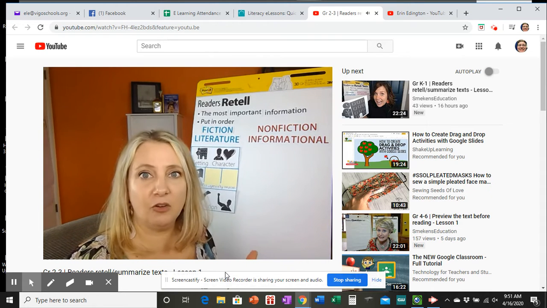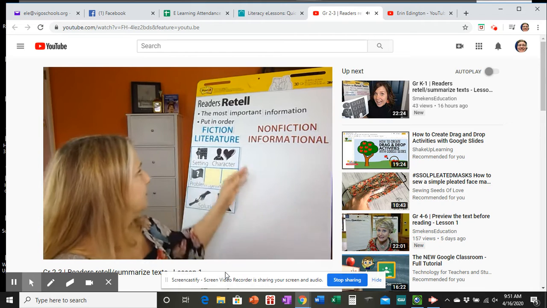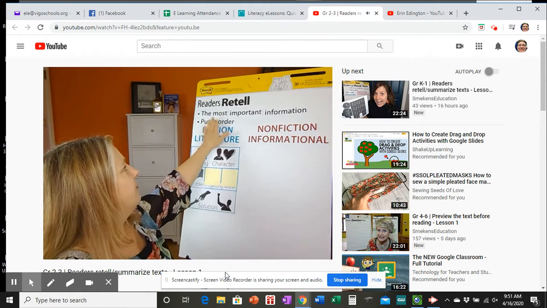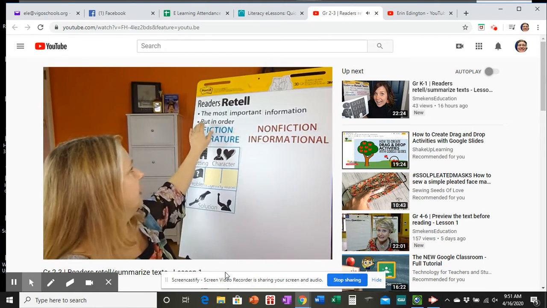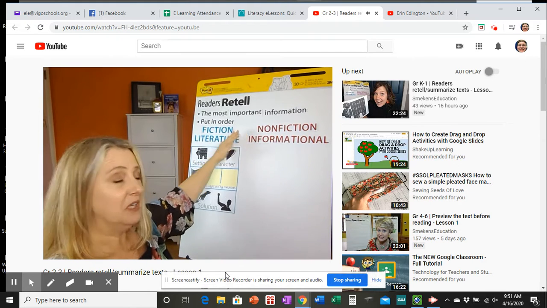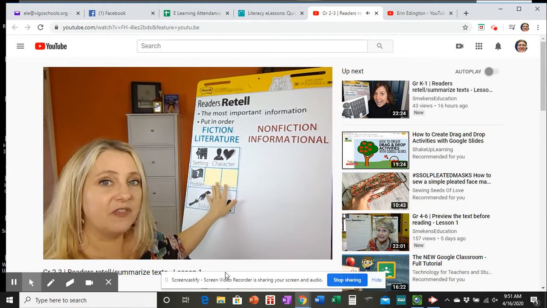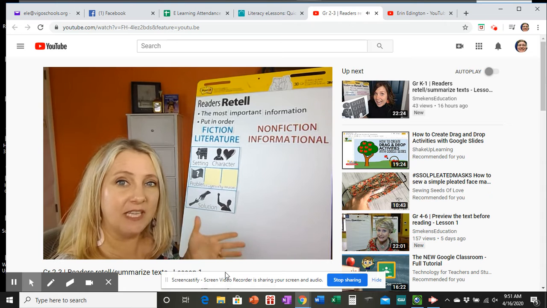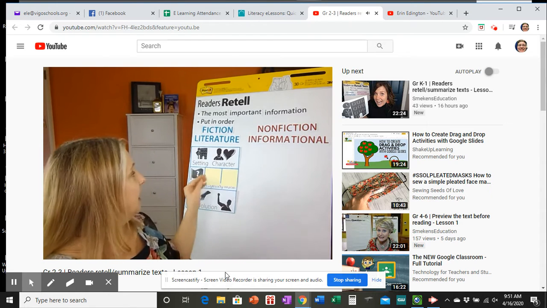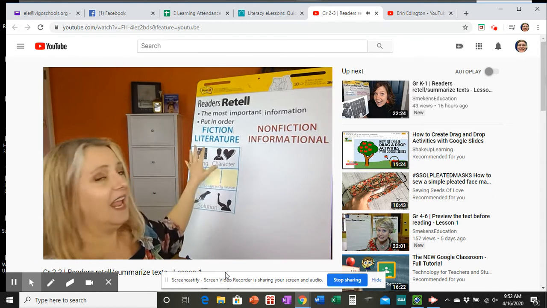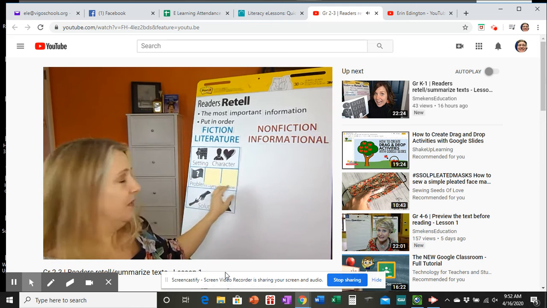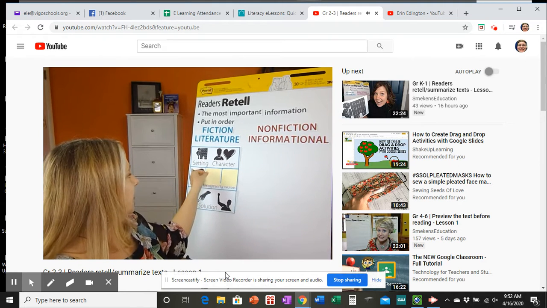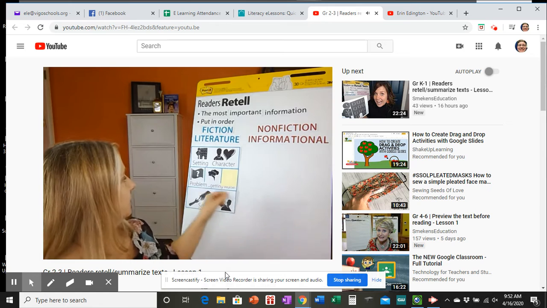Now, that could be a retelling, but remember this whole notion of the most important information and putting it in order? There's a couple things that I think we need to add, especially now as second and third graders, to really make sure our retelling has enough details. And so here's what I want to show you underneath my sticky notes.